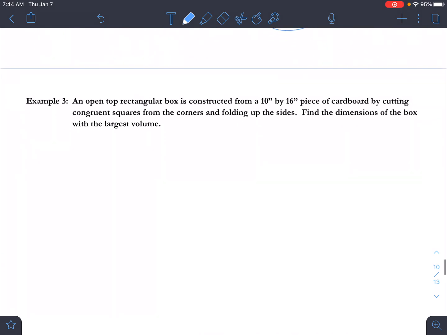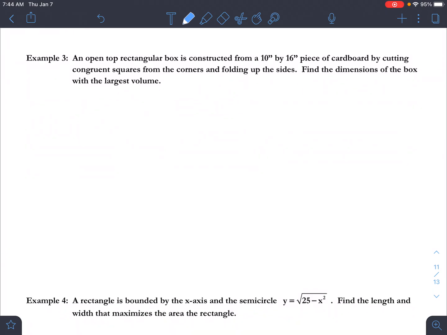So we're going to try one more example here. It says an open top rectangular box is constructed from a piece of cardboard that's 10 by 16 by cutting out congruent squares from the corners and folding up the sides. Find the dimensions of the box with the largest volume.